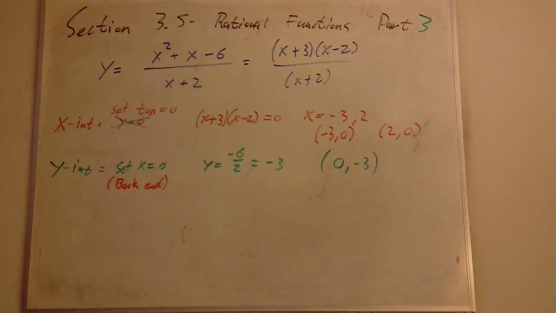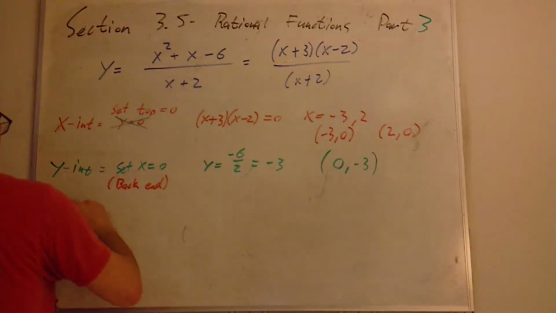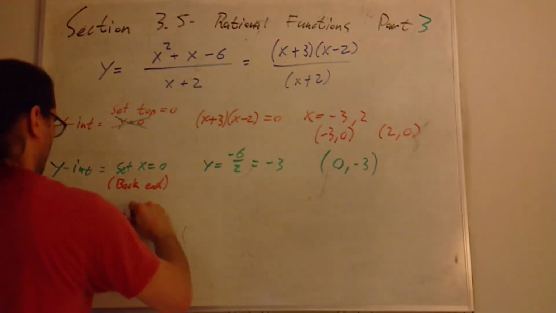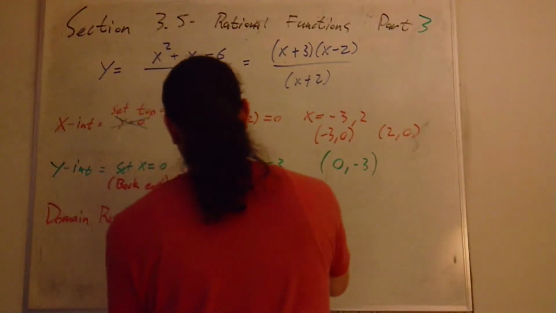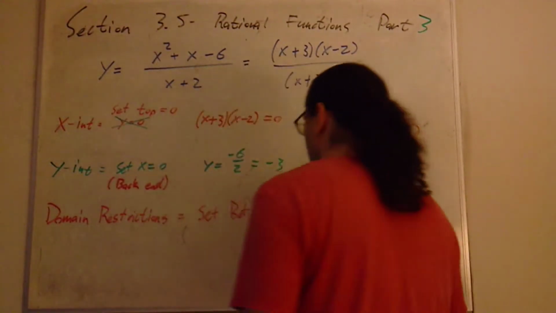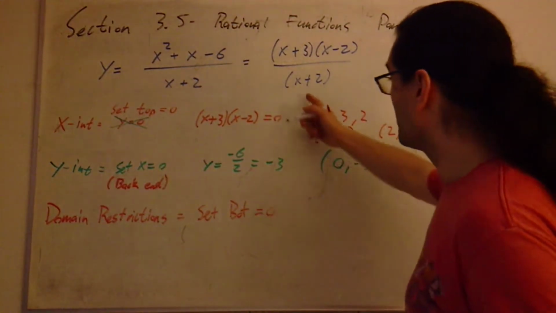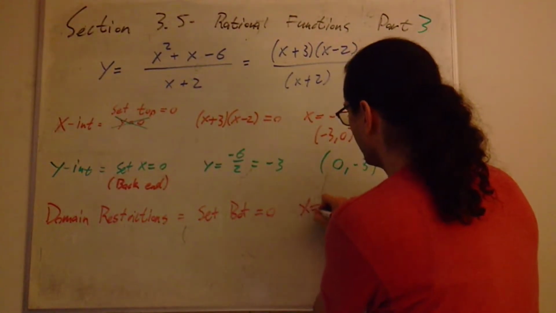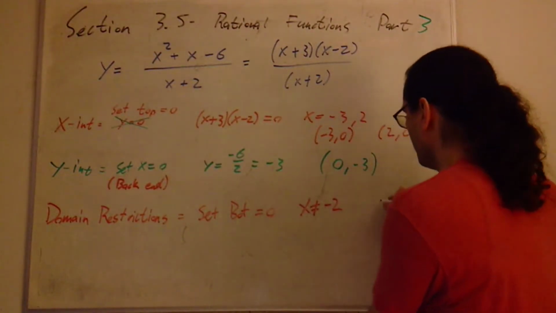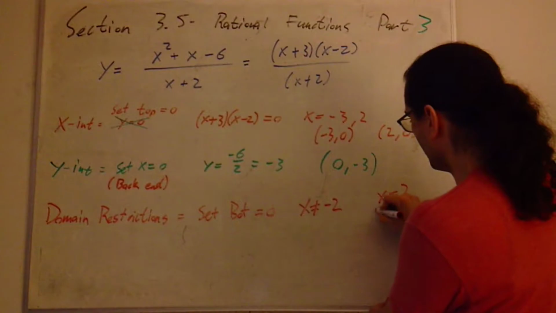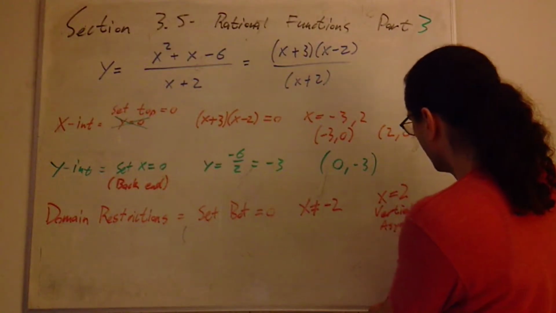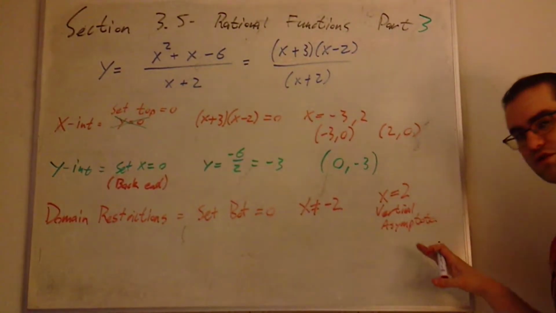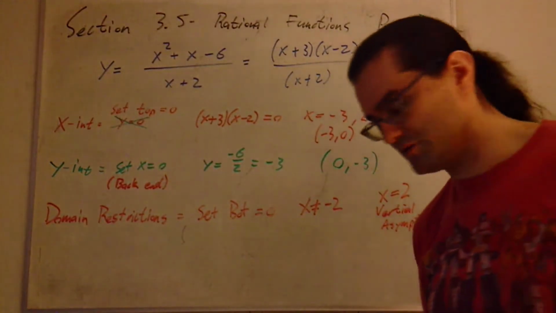Next up, we need domain restrictions. Domain restrictions come from setting the bottom equal to 0. It should be pretty clear, I think, that the only domain restriction we have is that x cannot equal negative 2, which means that x equals negative 2 is our vertical asymptote. Domain restrictions pretty much always give us vertical asymptotes, for the most part.